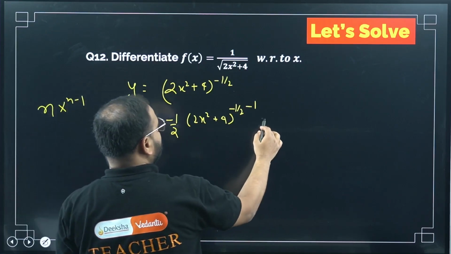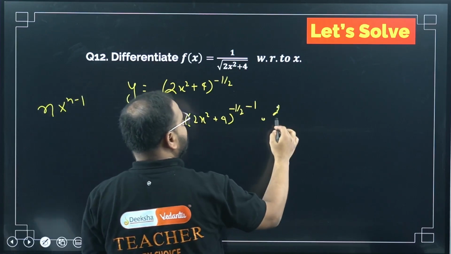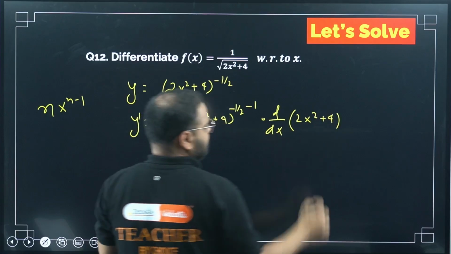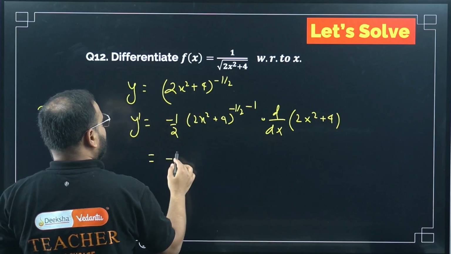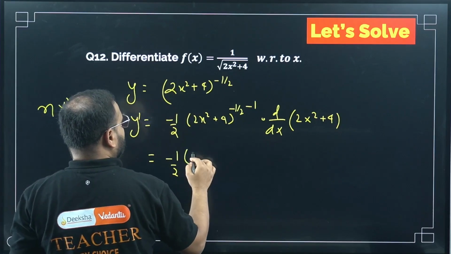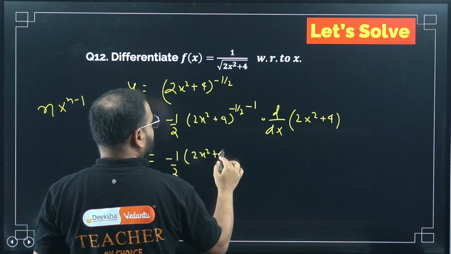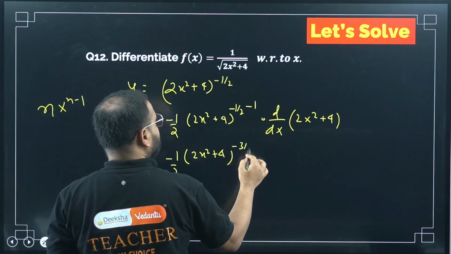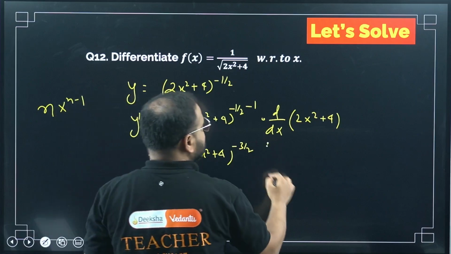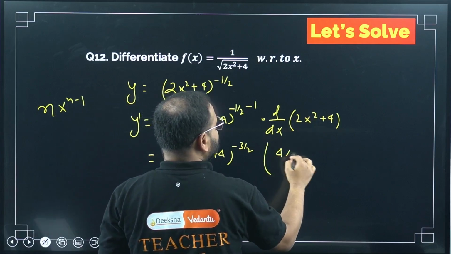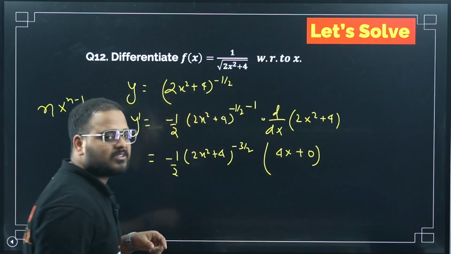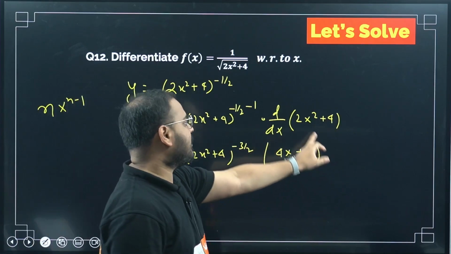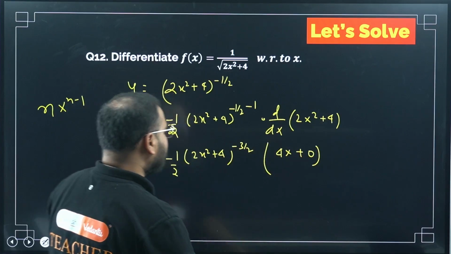And then is it enough? No. I have to differentiate this also. Differentiate what? The bracket. Yes or no? Yes, sir. How much is that? Minus 1 by 2 times (2x^2 + 4) to the power minus 1 by 2 minus 1, simply minus 3 by 2. And how much is this? 2 times 2x will be 4x plus 0. Why 0, sir? For any constant, differentiation is 0. I missed that. Please remember it. For any constant, differentiation is always 0.